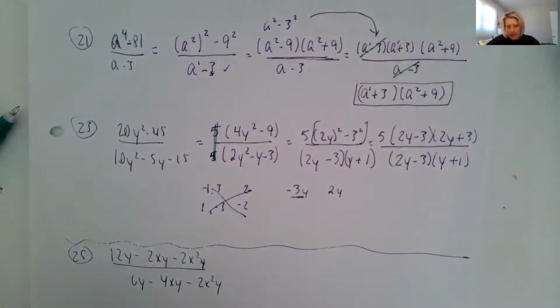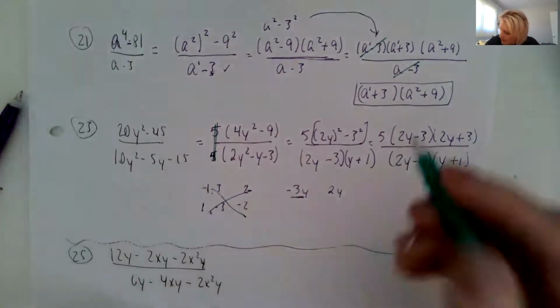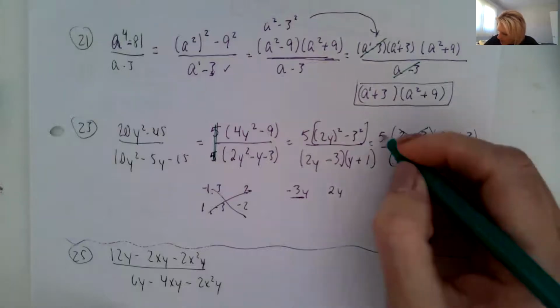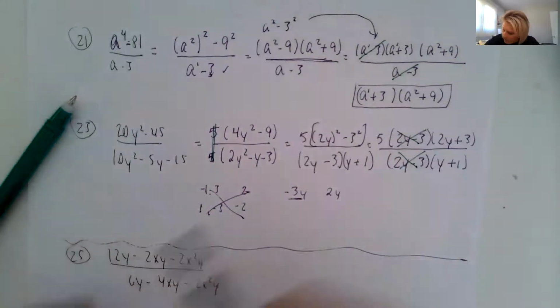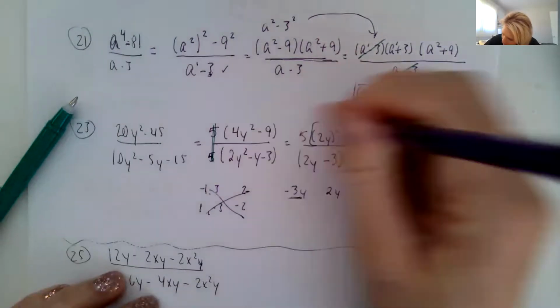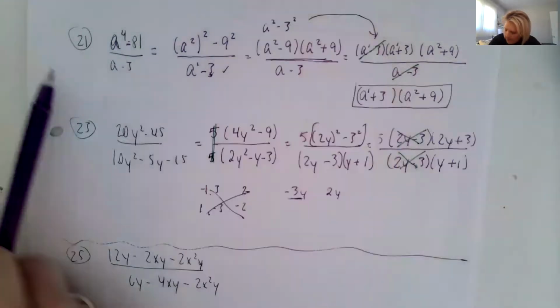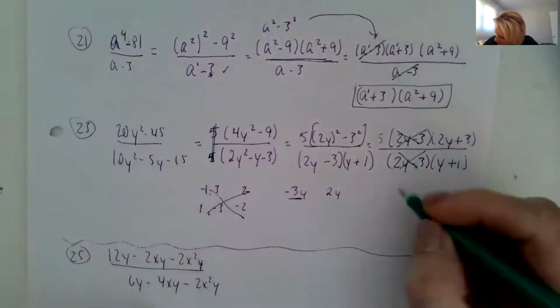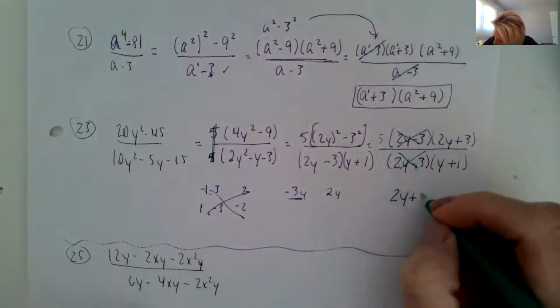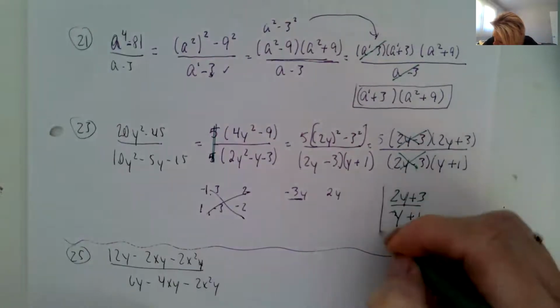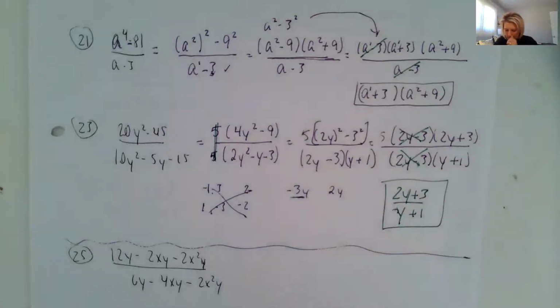So you're getting some really good factoring practice here too. So the 2y minus 3's cancel out, and we already canceled out the 5. And so we're left with 2y plus 3 over y plus 1 as our final answer.